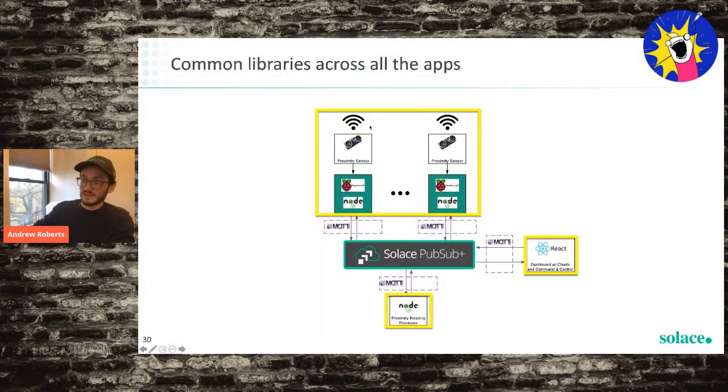And then lastly, the common libraries across all the apps. So if you noticed, I have these purple boxes with MQTT in them, and they sit between every single application and Solace PubSub+.